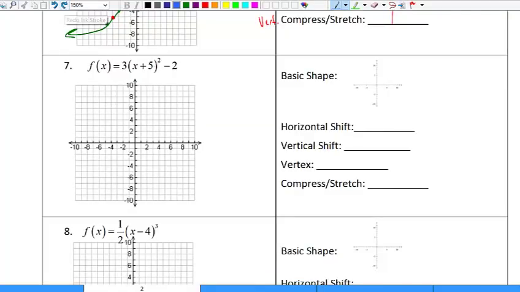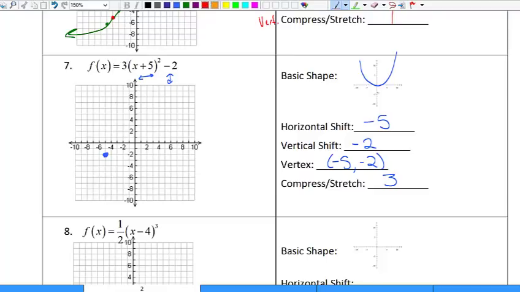Okay, the next problem, because there's a squared, that tells me it's a quadratic function. My horizontal shift is inside with the x, and that's opposite of what you think. So in this case, it's -5. Because it's +5, you do the opposite. The vertical shift is outside of the function, in this case -2. Put the horizontal and the vertical shift together and you get a vertex. I can go ahead and plot that already if I really wanted to. My compress and stretch is the number out in front, which in this case is 3.